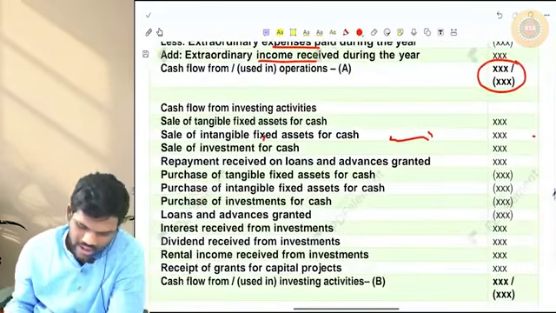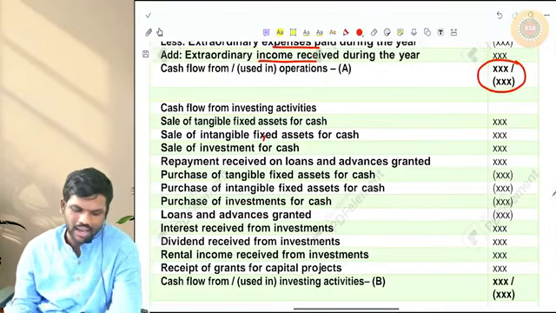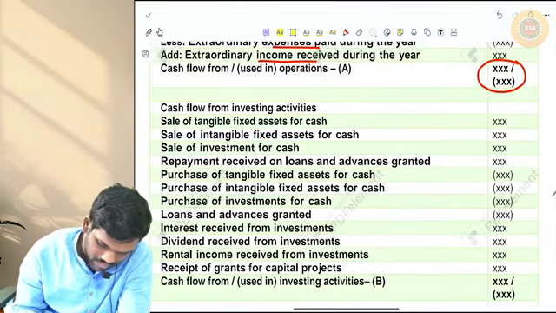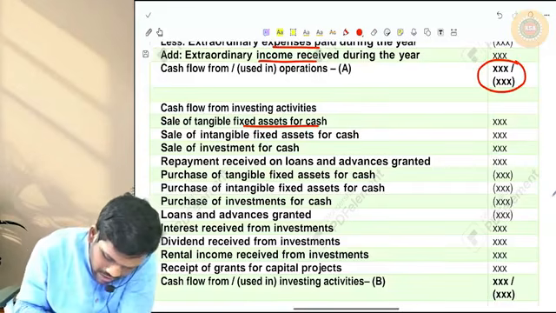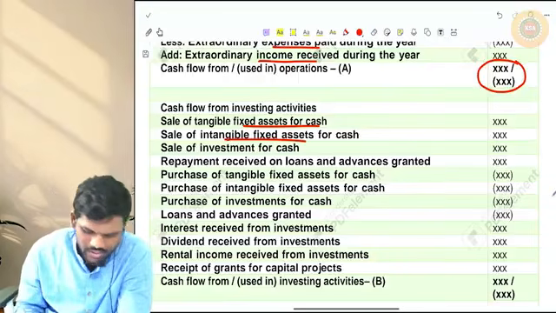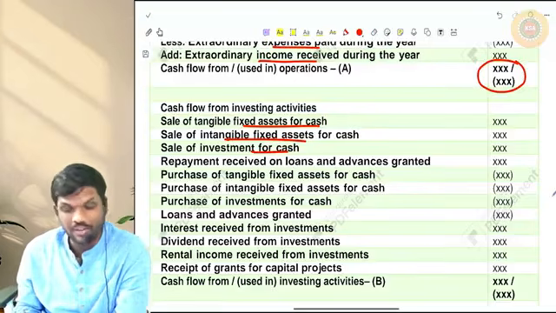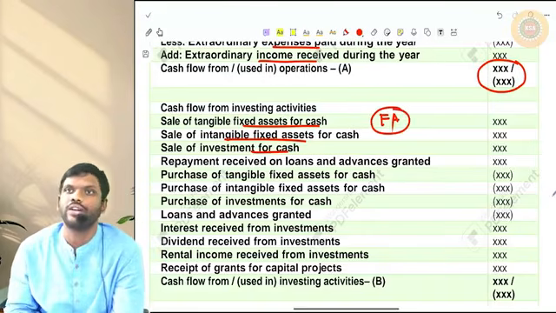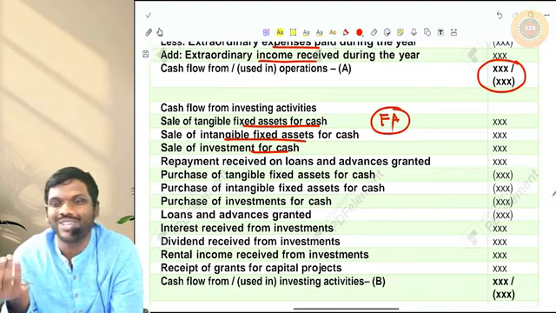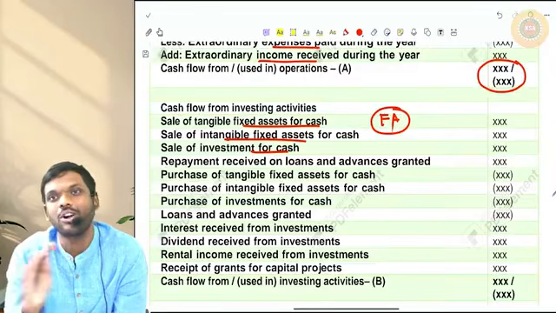Next we come to investing activities. Investing activities: sale of fixed assets for cash, sale of intangible assets for cash, whatever investments you have sold. This also will not be given to you directly. We have discussed in class also. You have to open the fixed asset ledger accounts using the information that they have given and find it out. If it is given to you directly in the question, then I don't think such questions are worth even 6-7 marks. Mostly it will not be given to you directly.